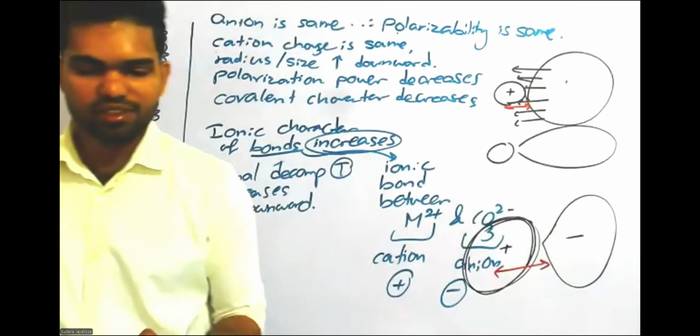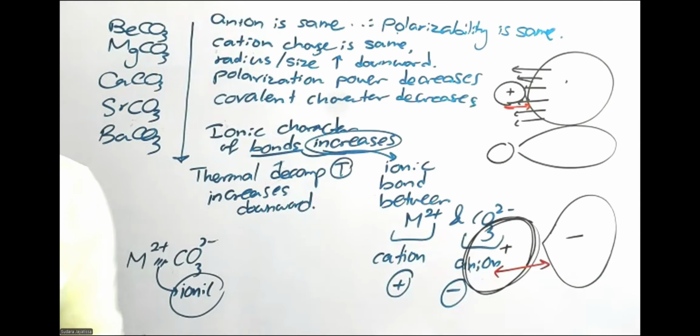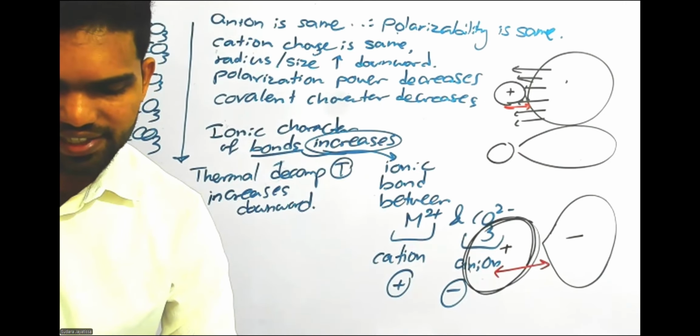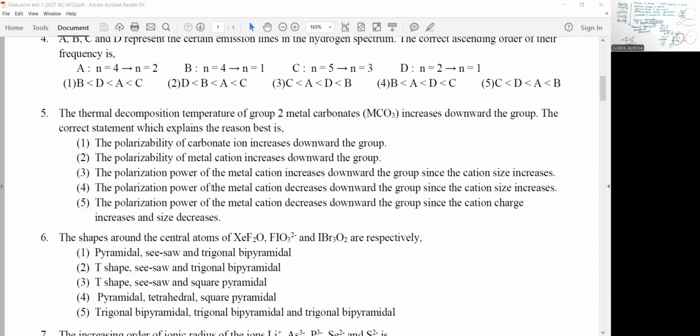Okay, Lama. You have to check the answers and see. I have taken the answer as answer 4 here. Let's look at the fourth answer: the polarization power of the metal cation decreases downward the group since the cation size increases. So that is the proper explanation. Now, write the explanation on the board in your review.